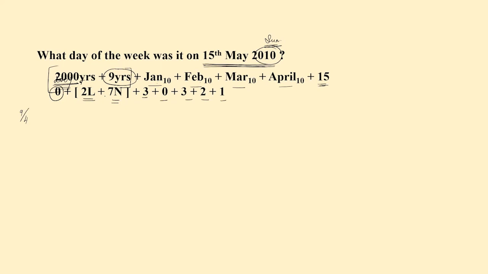Now go ahead, 2 leap years. Each leap year has 2 odd days. So 2 leap years will have 4 odd days. Each normal year has 1 odd day. The 7 normal years will have 7 odd days.